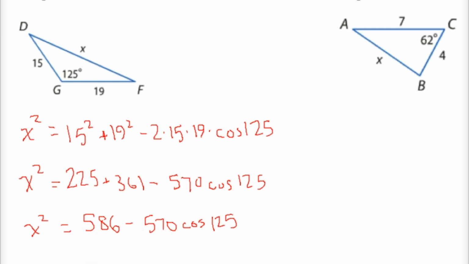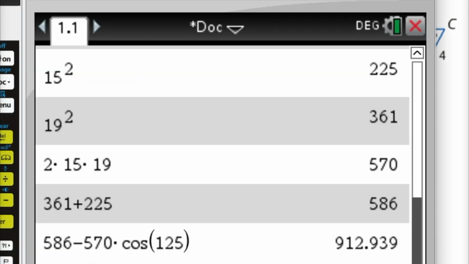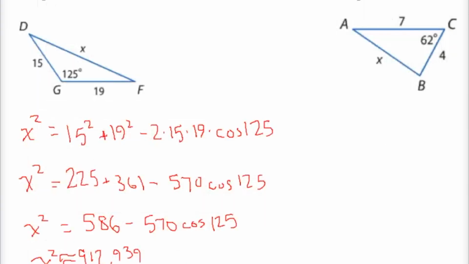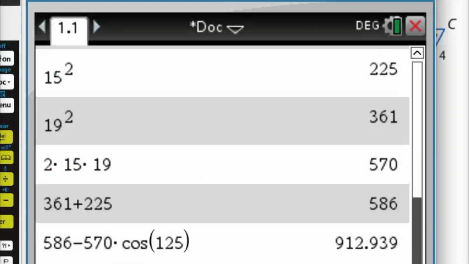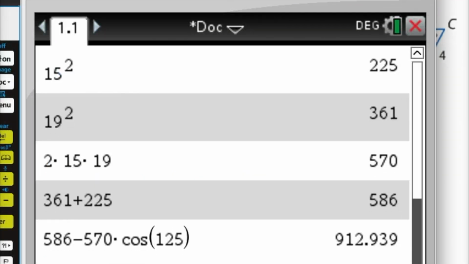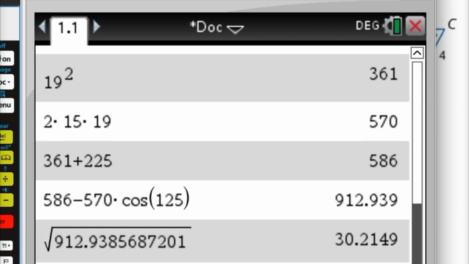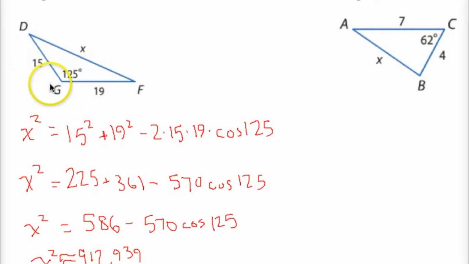All right, now let's go ahead and compute this. And maybe it helps to note that, yes, the calculator does this. It doesn't break. You can ask it for the cosine of 125. And we get a value of 912.939. But realize that is x squared. So for x, we just take the square root of that, which is 30.215. And again, realize that in our triangle here, we have a 15 and a 19, and that side should be bigger. Good, yeah. But also realize that 15 plus 19, this side can't be bigger than 34 or whatever it is.